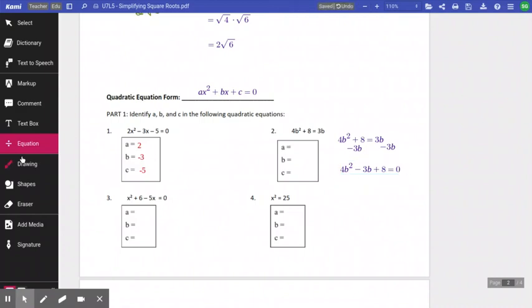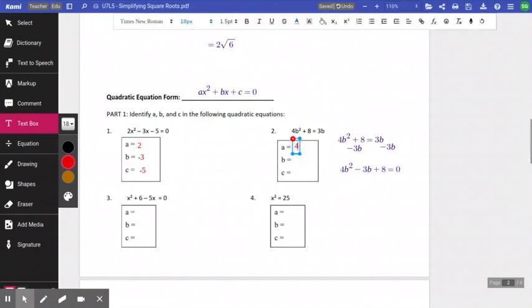Once you've done that, you can probably take over at this point. What are A, B, and C going to be? Well, A is going to be the number 4, B is going to be the number -3, and then C is going to be the number 8. Go ahead, pause the video now, and try 3 and 4.